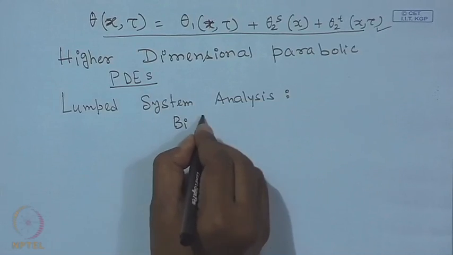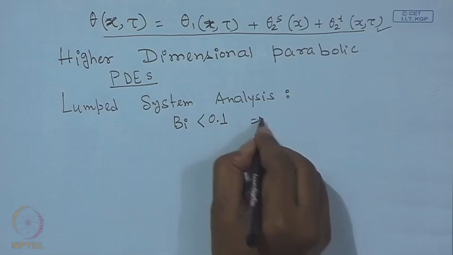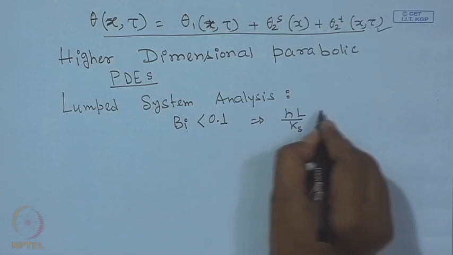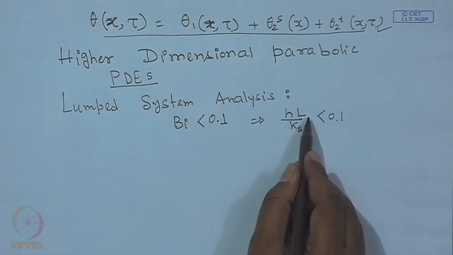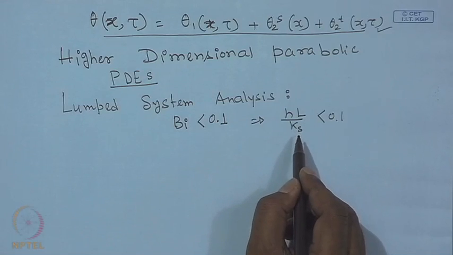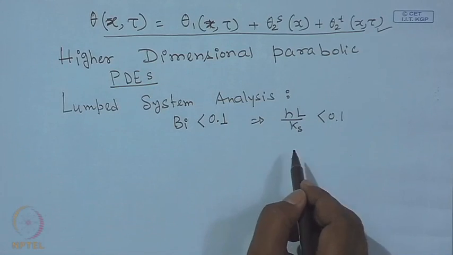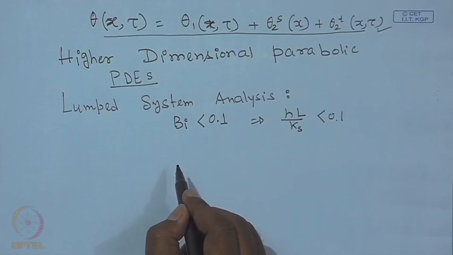So, what is lumped system analysis? In lumped system analysis, if Biot number is less than 0.1, that means, what is Biot number? h L over k, where k is the thermal conductivity of solid, is less than 0.1. h is the heat transfer coefficient, L is the characteristic length, k_s is the thermal conductivity of solid. If that is less than 0.1, then the variation of temperature in space within the control volume can be neglected.